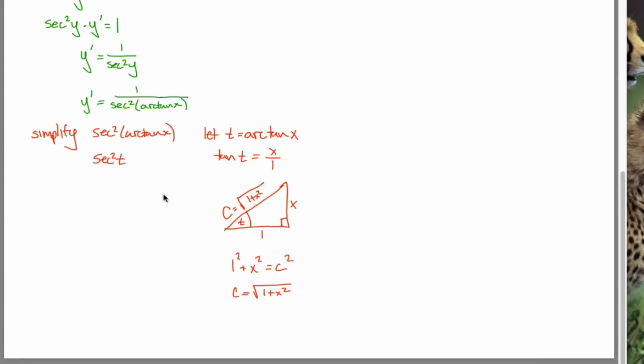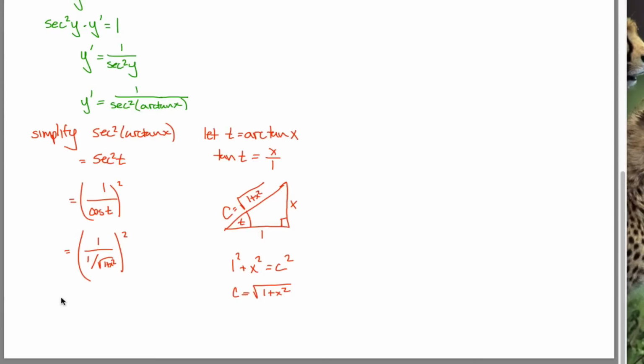I can use that to figure secant squared of t. And the way I'll do that is secant squared is 1 over cosine. So this is really 1 over cosine of t squared. And using SOHCAHTOA, I know that the cosine of t is the length of the adjacent side, 1 in this case, divided by the length of the hypotenuse, which is the square root of 1 plus x squared.